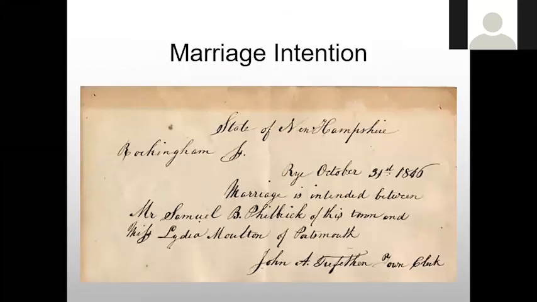Marriage records. We're familiar with marriage licenses and marriage certificates and marriage registers, but know that there are other forms of marriage records as well. This is simply a marriage intention from 1846 announcing that Samuel Philbrook intends to marry Lydia Moulton and where they are. It does not mean that the marriage actually took place, but know that there are other forms of marriage records beyond the certificate.